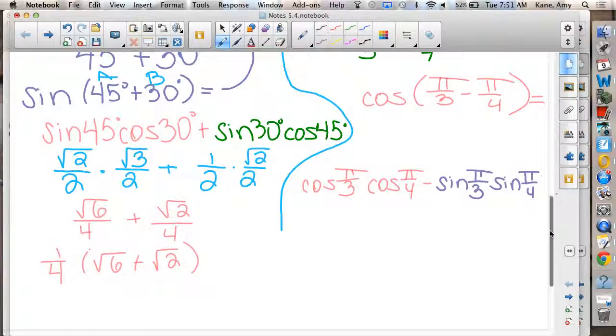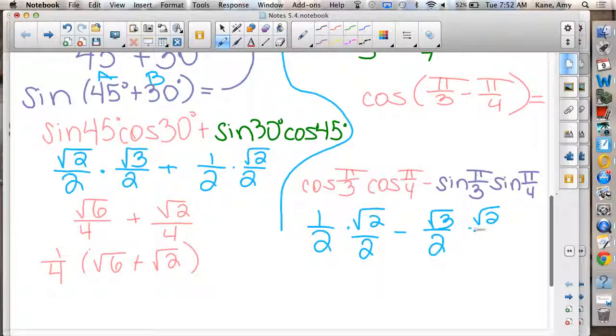So, Maddie, what is the cosine of pi over 3? Cosine of pi over 3 is 1/2. And the cosine of pi over 4? Square root of 2 over 2. And the sine of pi over 3? Square root of 3 over 2. And then the sine of pi over 4? Square root of 2 over 2.